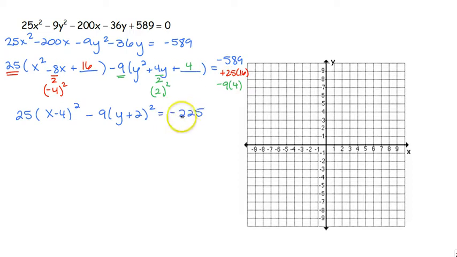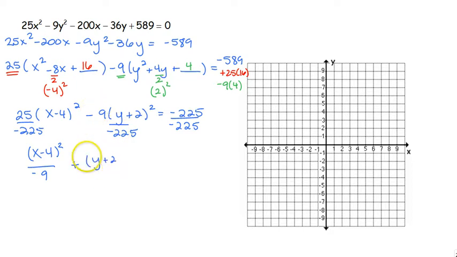225 on the right. We want it to be set equal to a negative 1, so we divide everything by a negative 225. So we've got (x minus 4) quantity squared over a negative 9. And negative over a negative makes that positive piece all over 25.